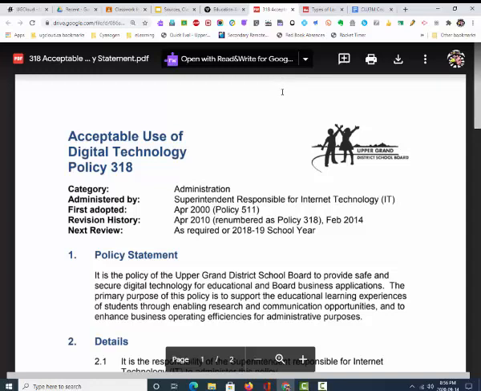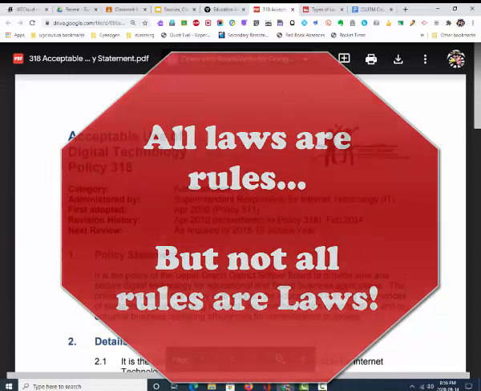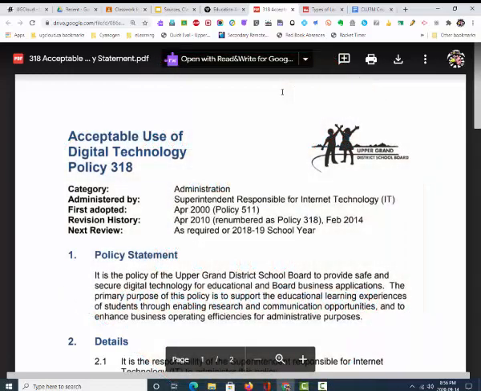Lastly, what you need to know is that all laws are rules, but not all rules that are made are laws. So although the acceptable use of digital technology policy is given its power through the Education Act, no real criminal punishments can be given to someone if a rule necessarily is broken.